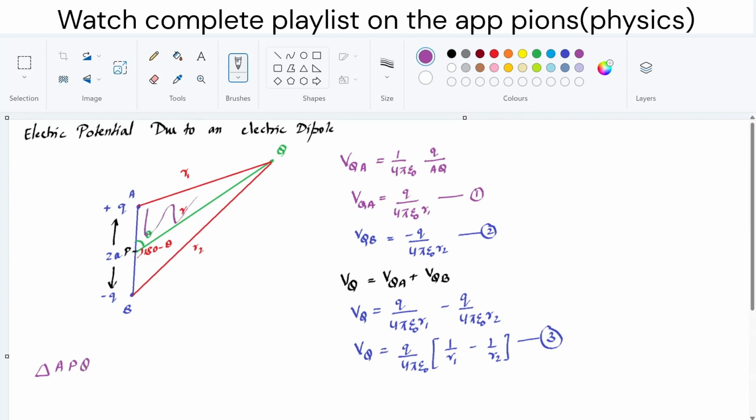I hope you can locate the triangle APQ, which is this one. This is our triangle APQ. And here, if this is angle theta, which side is opposite to angle theta? Side opposite to angle theta is AQ, correct?